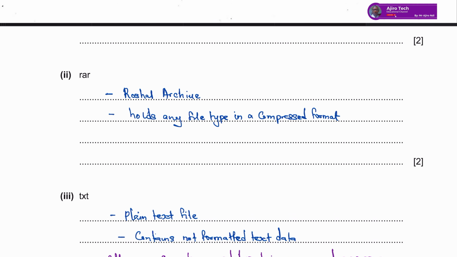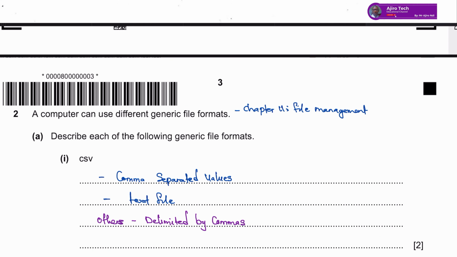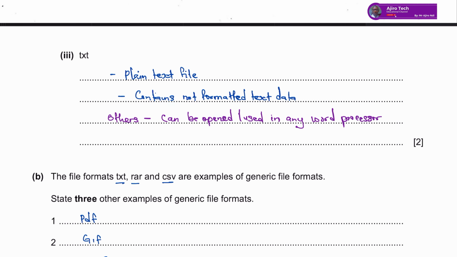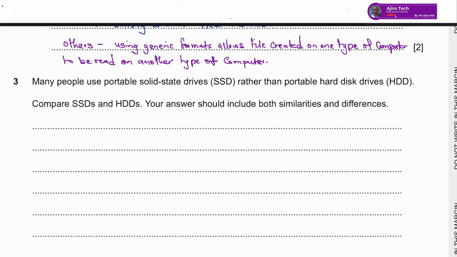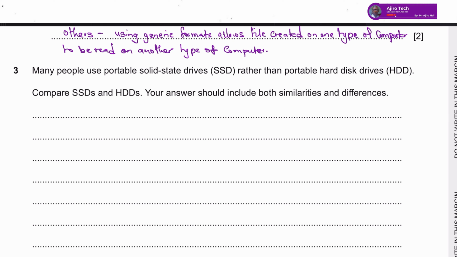So all this is also chapter 11. Most people use portable solid state drive rather than portable hard disk drive. Compare SSD and HDD. Your answer should include both similarities and differences.